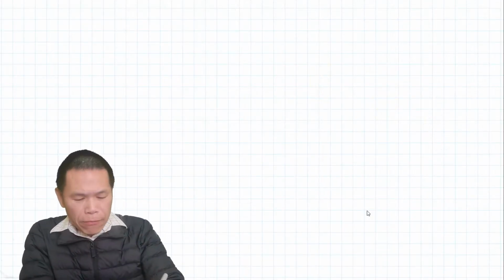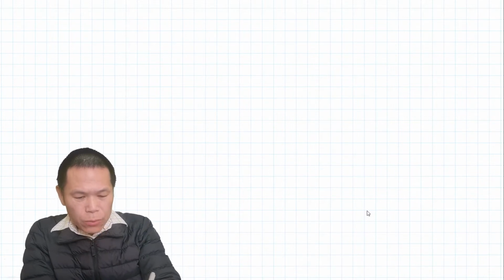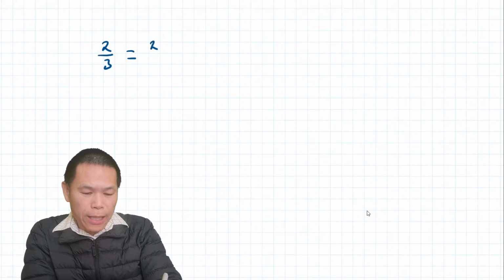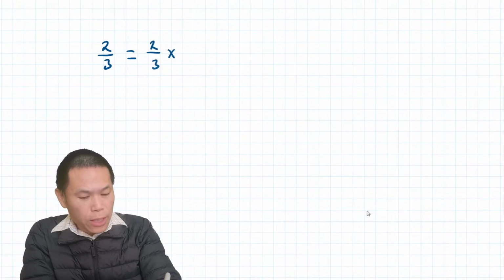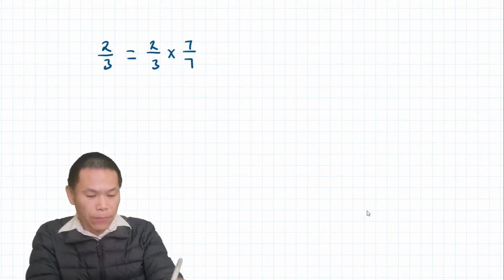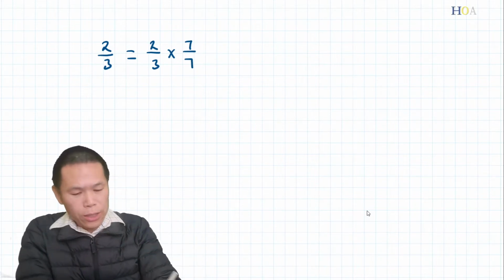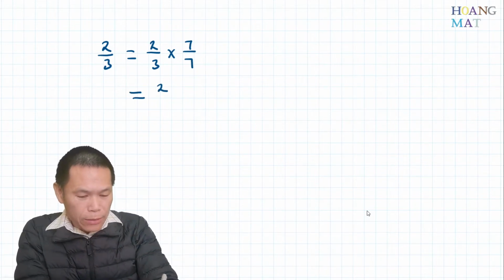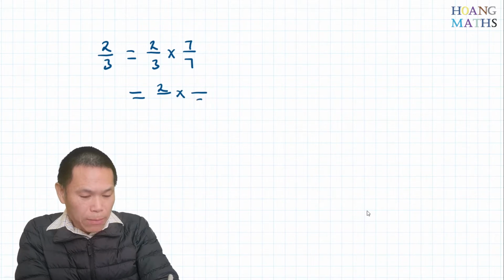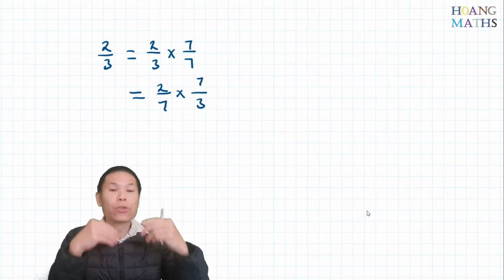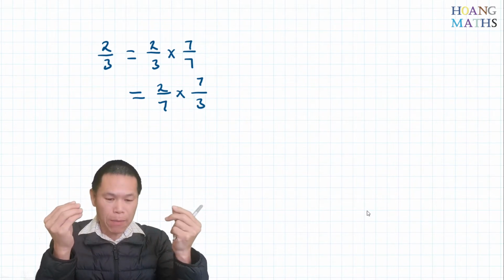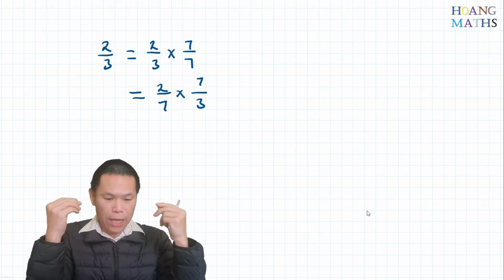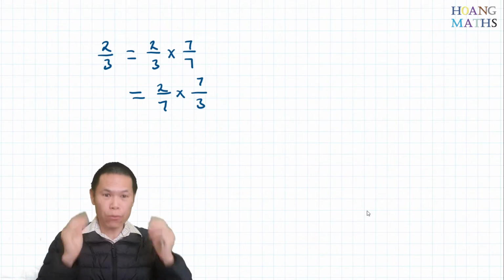Let's say we have a fraction, 2/3. So 2/3 is exactly the same as 2/3 times 7/7. This can be written with 2 and 3 on the top and bottom, so this is 7 and this is 7. So 2/3 is exactly the same as 2/7 times 7/3.